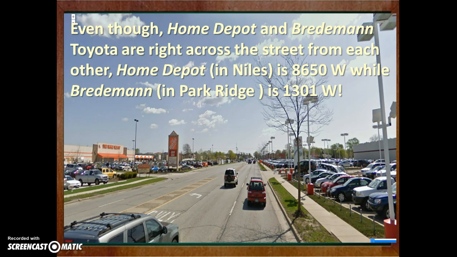If you just look down the street from Main East, even though Home Depot and Breedeman Toyota are right across the street from each other, they have totally different addresses. Home Depot, which is in Niles, is at 8650 West, while Breedeman, which has a Park Ridge address, is 1301 West. So if you were just looking at the addresses, you would think that those two places weren't anywhere near each other, even though we all know they're right across the street from each other.